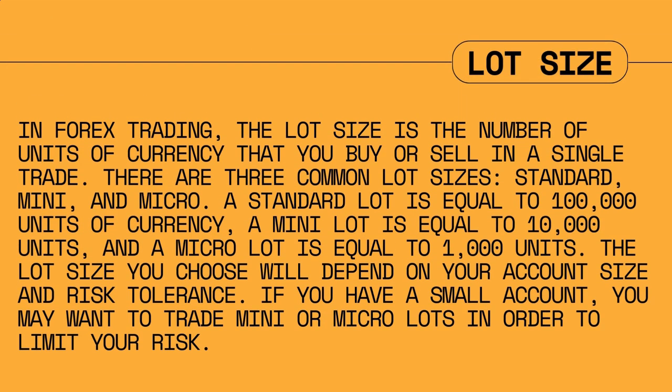Lot size. In forex trading, the lot size is the number of units of currency that you buy or sell in a single trade. There are three common lot sizes: standard, mini, and micro. A standard lot is equal to 100,000 units of currency, a mini lot is equal to 10,000 units, and a micro lot is equal to 1,000 units. The lot size you choose will depend on your account size and risk tolerance. If you have a small account, you may want to trade mini or micro lots in order to limit your risk.